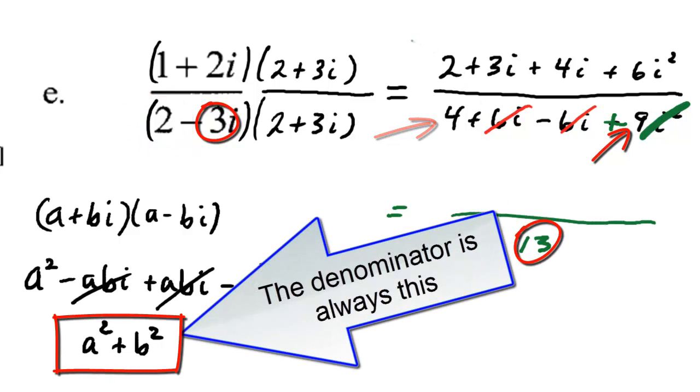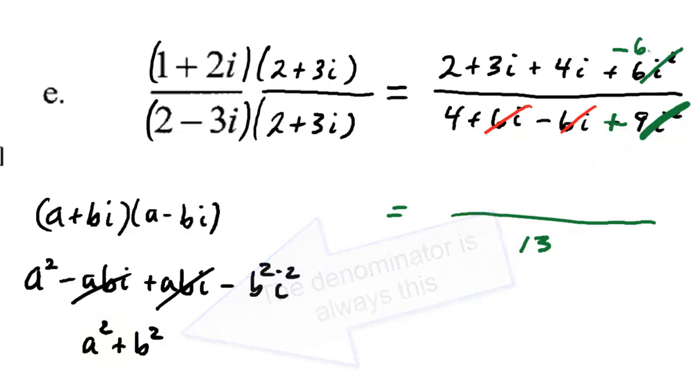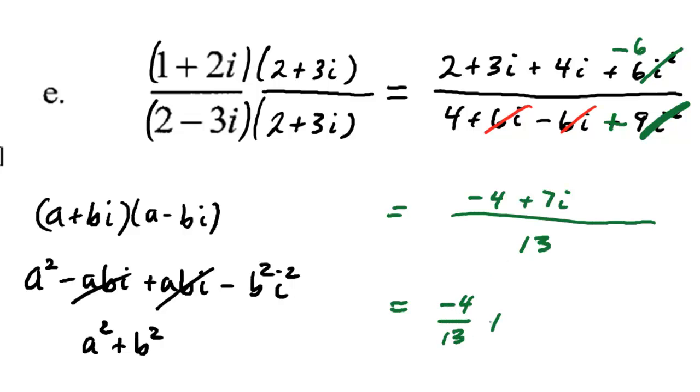That'll always happen. What happens up top? This i squared makes this a minus 6. So now I have 2 minus 6, which is negative 4. And then 3i plus 4i is 7i. And so what can I say that is? Well, I have to write it in standard form. So I distribute the division, and I get negative 4 over 13 plus 7 over 13i. And that's my answer. That's how those are done. I hope you got it.